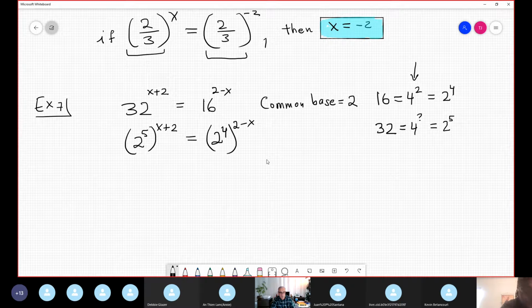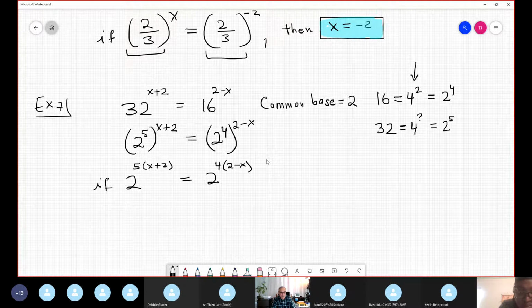Now multiplication of exponents: 5 times parentheses x plus 2, and 4 times parentheses 2 minus x. Ready to delete the base. Same base, then my equation is reduced like that.